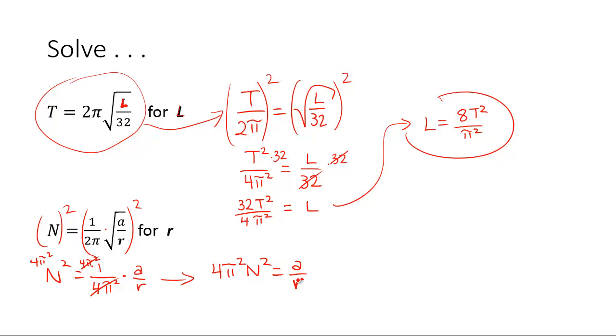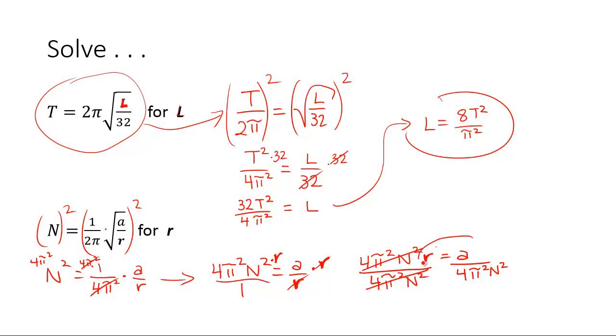a over r, but we want r by itself. So there's a couple things we can do. We know that if we have a rate proportion like this with 2 fractions, we can actually flip them. So you can see this as 1 over 4 pi squared n squared equals r over a. However, if you're not comfortable with that, you could just use algebra and say multiply by r on both sides. And let's get rid of this because you'll see that later. So that would be 4 pi squared n squared r equals a. But then you want r by itself, so you actually end up dividing by that other part. So it actually does flip over. Those are all factors. So you have r by itself.